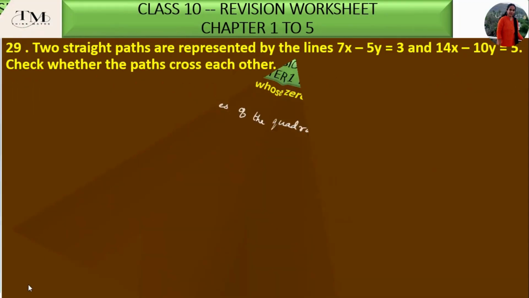Moving on to the next question, 29th one. It is given two straight paths are represented by the lines 7x minus 5y equal to 3 and 14x minus 10y equal to 5. Check whether the paths cross each other. So these are two linear equations, a pair of linear equations in two variables.